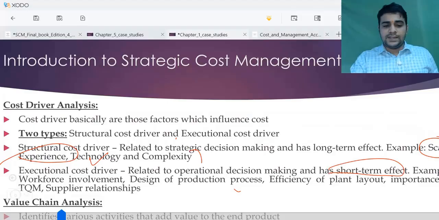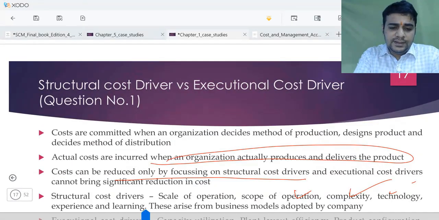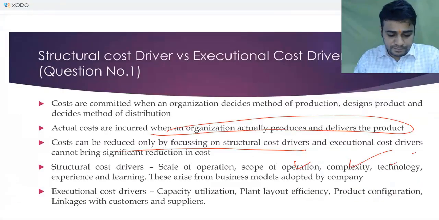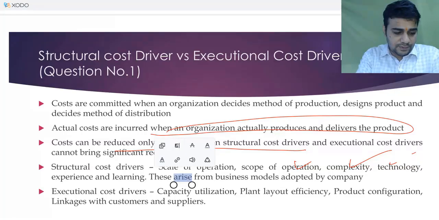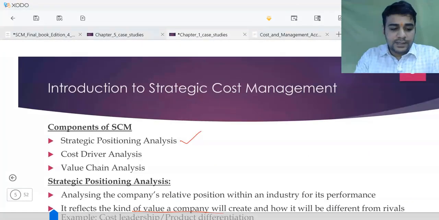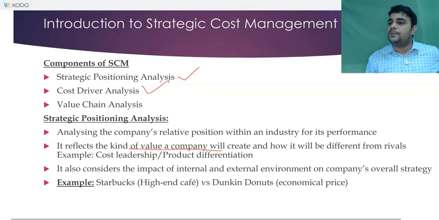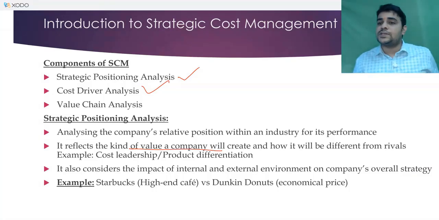Now let's see, in strategic cost management, there are three parts. One is strategic positioning analysis, which we will discuss a little bit again later. Second was the cost driver analysis. Third is value chain analysis.